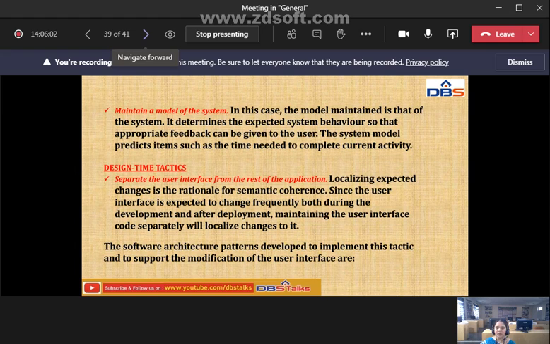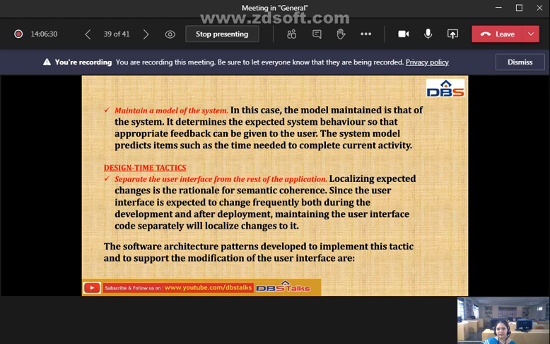Next, maintain a model of the system. In this case, the model maintained is that of the system; it determines the expected system behavior so that appropriate feedback can be given to the users. The system model predicts items such as the time needed to complete the current activities. That is maintaining the model of the system.